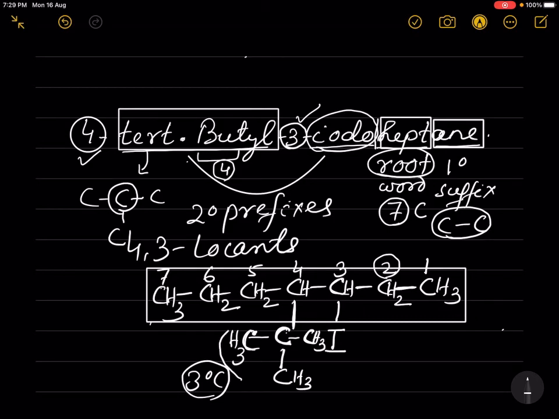This is known as butyl because this group has 4 carbon atoms, and it is tert-butyl because this carbon in the middle is bonded to 3 carbon atoms on 3 different sides. So this is a tertiary carbon. But this carbon is bonded to the parent chain at number 4 position.